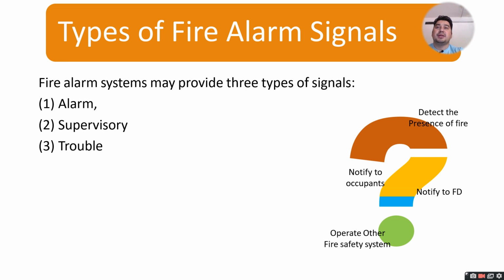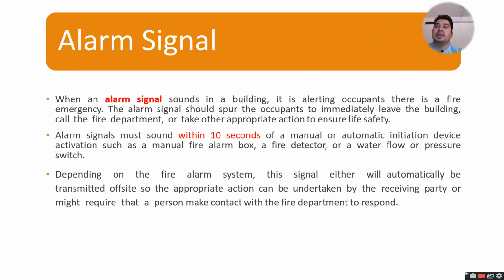How many types of fire alarm signals are there? Fire alarm systems may provide three types of signals: alarm, supervisory, and trouble. They detect the presence of fire, notify the fire department, then notify the occupants and operate other fire safety systems.